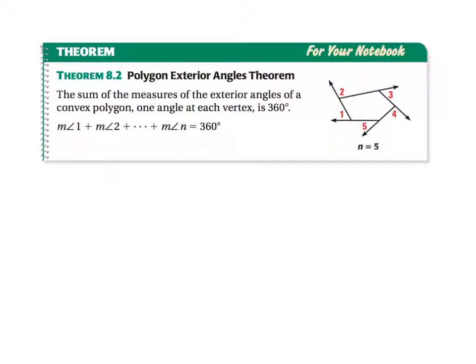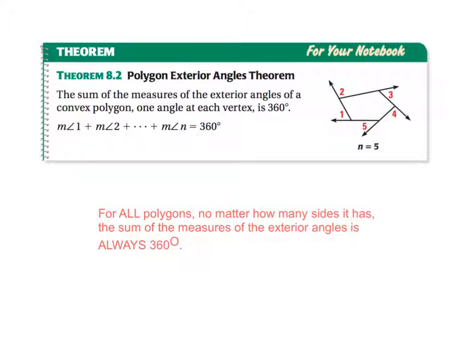This is true for every single polygon. No matter how many sides there are, whenever I add up all of the exterior angles, I always get 360. So make yourself a note, for all polygons, no matter how many sides it has, the sum of the measures of the exterior angles is always 360 degrees.